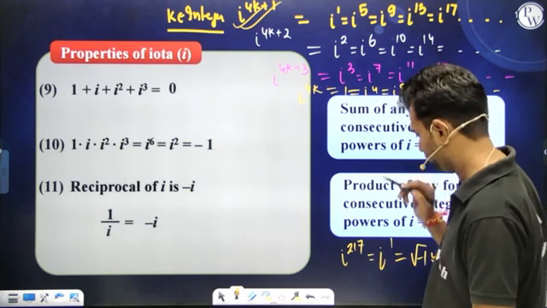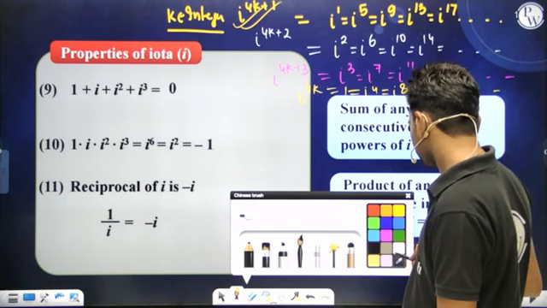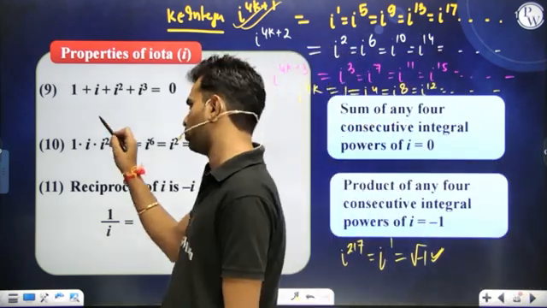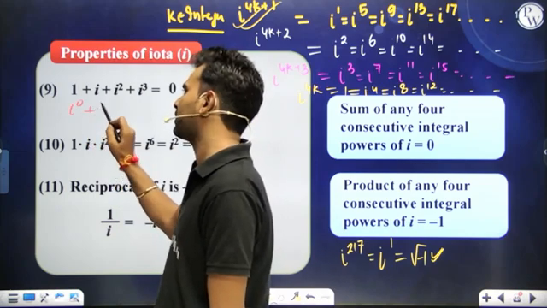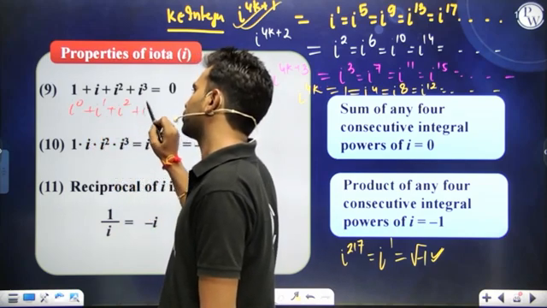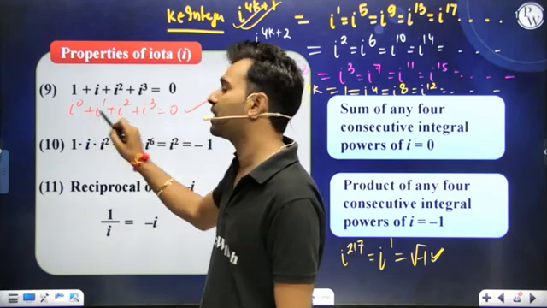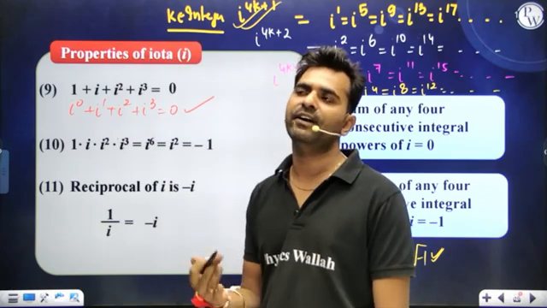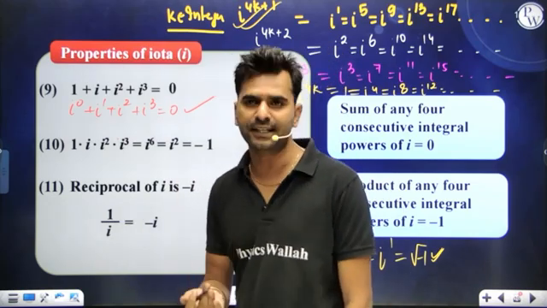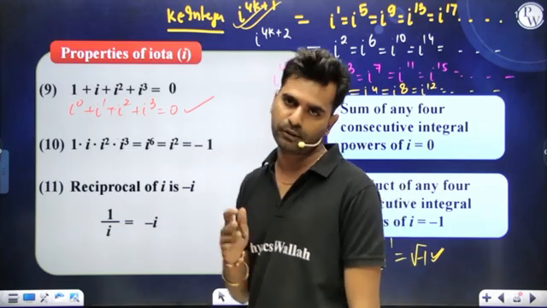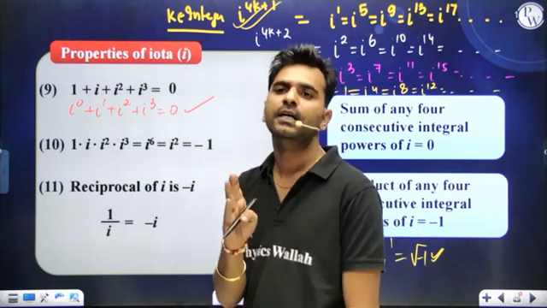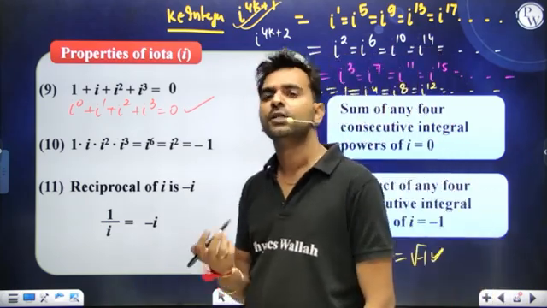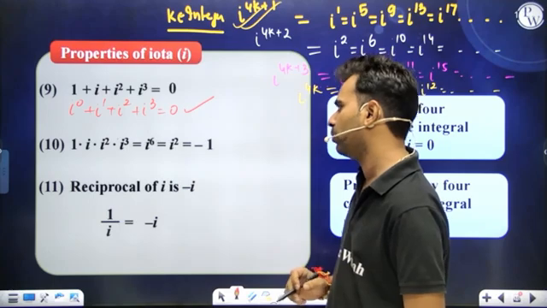Another thing is the summation of 4 consecutive powers of iota is equal to 0. Over here, this is iota to the power 0 plus iota to the power 1 plus iota to the power 2 plus iota to the power 3. That's why this is equal to 0, because these are 4 consecutive powers of iota. If I talk about iota to the power 5, iota to the power 6, iota to the power 7, iota to the power 8, that summation is again going to be equal to 0 only, because these are again 4 consecutive powers of iota.